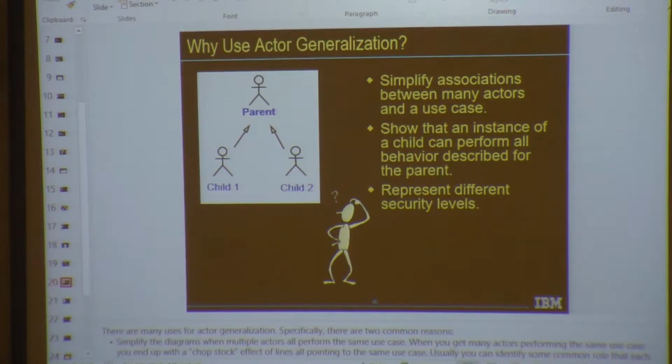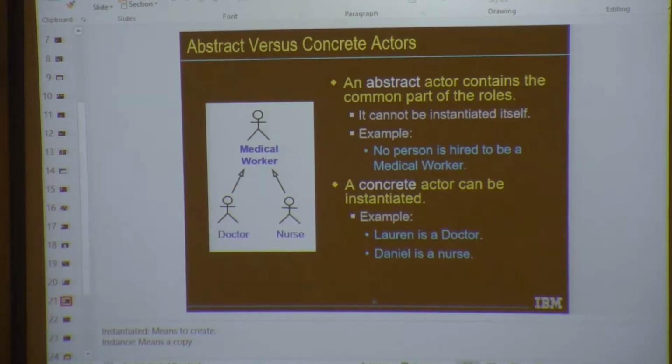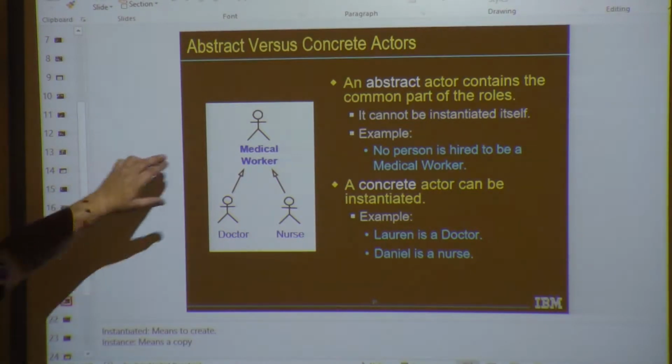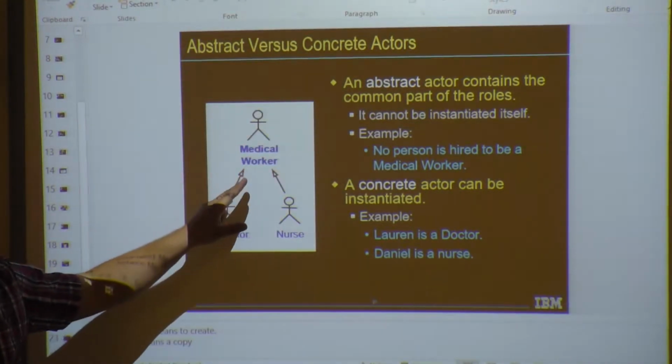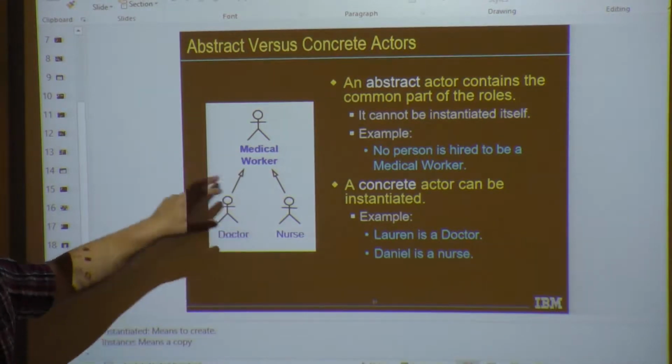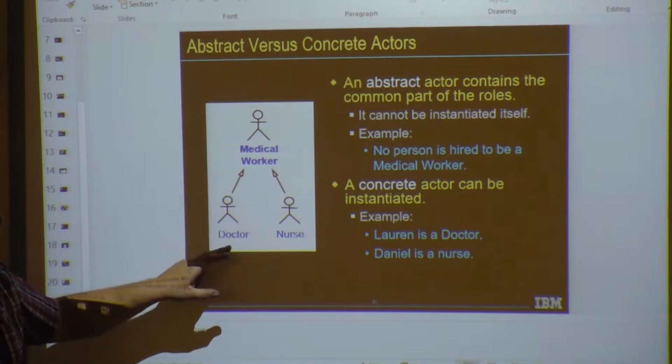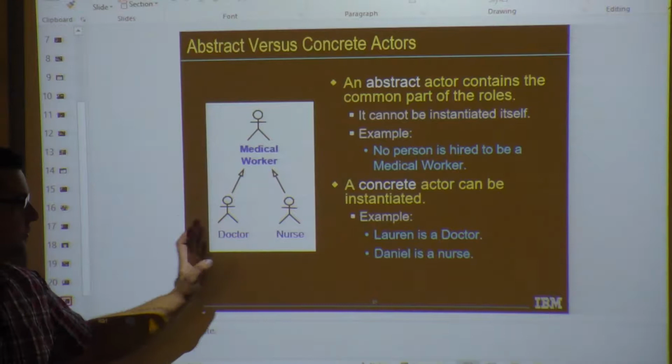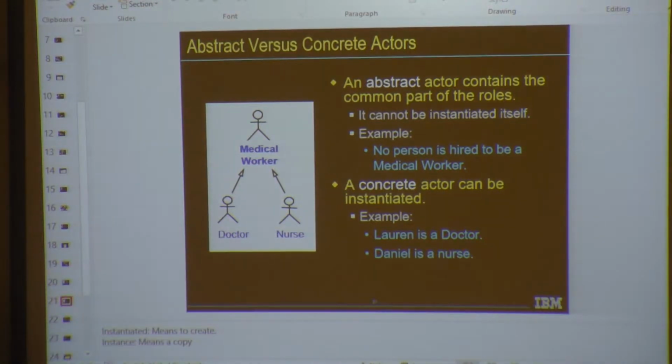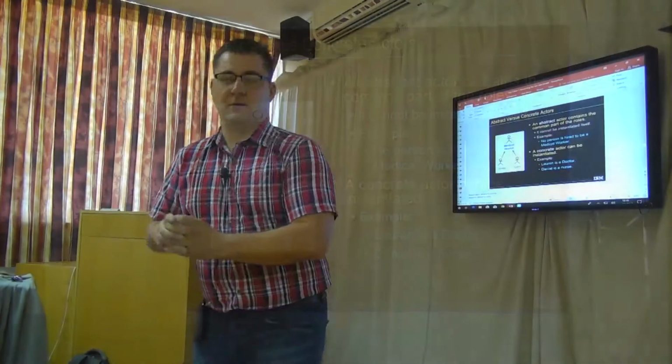So there's also a bit about why we use this actor generalization. Then there's a mention about concrete and abstract actors. An abstract actor contains the common parts of the role, for example, again, a medical worker. Your concrete actors are, for example, the actual persons, or they can be instantiated. They are the people who are really doing this for us.